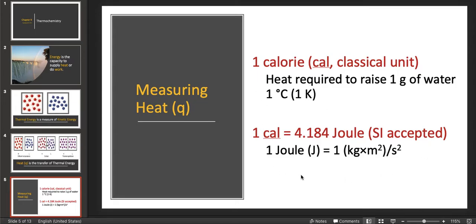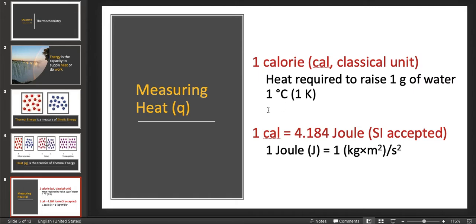However, in more specific science experiments, we don't use the calorie, we use joule. And this is what we're going to be using when we do our calculations, the problems that we're going to be doing. But 1 calorie is defined as the amount of heat that is needed to raise the temperature of 1 gram of water by 1 degree Celsius or 1 Kelvin. In this case, they're interchangeable because it's a difference. It's a final minus initial temperature, not an absolute temperature. So the difference is the same in degrees Celsius as it is in Kelvin.